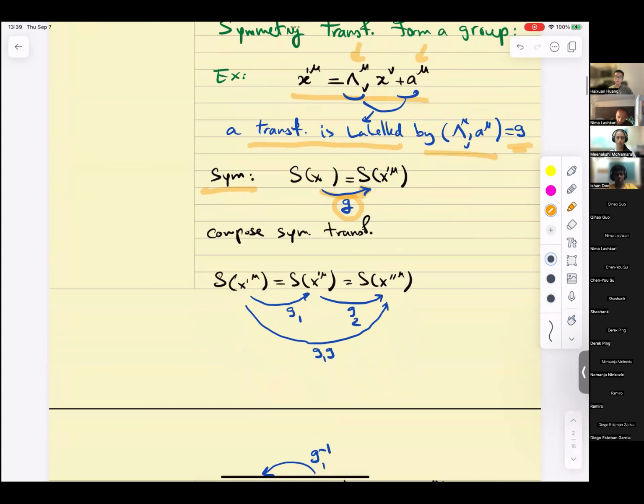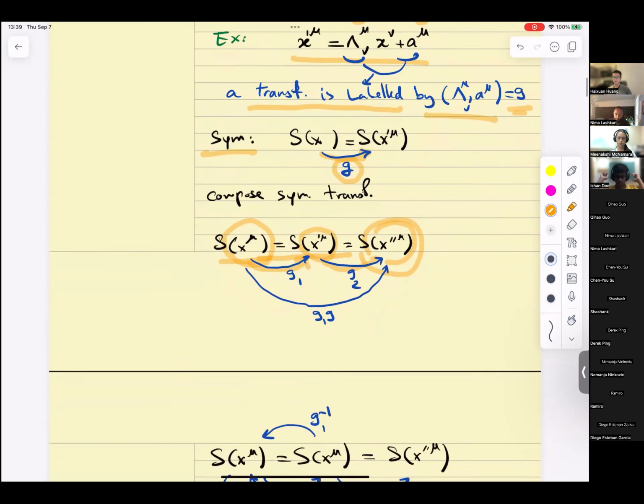Now, if S of X prime and S of X are the same under some G1 transformation, then you could do a G2 transformation, which is another symmetry, sending X prime to X double prime. And of course, there will be a new symmetry transformation that connects X to X double prime, right? So this is a composition law for symmetry transformations. Symmetry transformations, when you compose them, you get another symmetry, right?